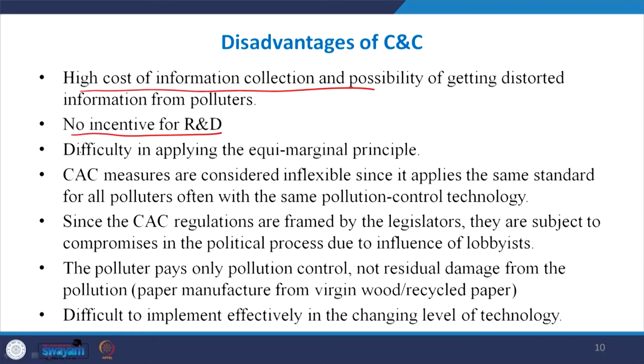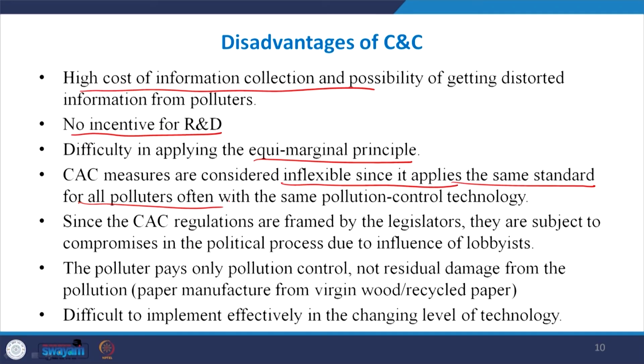The fourth disadvantage of the command and control system is that this system is inflexible. Command and control measures are considered inflexible since they apply the same standard for all the polluters, often with the same pollution control technology. Different companies may have different production systems and processes, and when you have a uniform kind of standard, you will not be able to get better results, and that is why this system is known as inflexible in this regard.